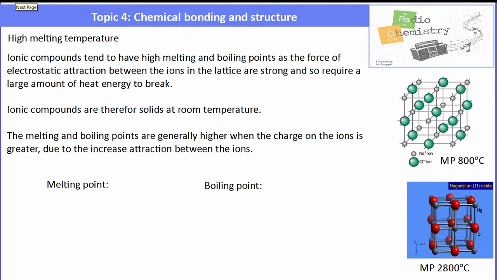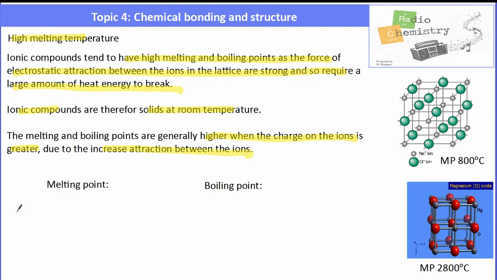The high melting temperature of ionic solids is because of the strong force of electrostatic attraction between the positively charged ions and the negatively charged ions. And it takes a lot of energy to break apart that attraction. Therefore, ionic compounds are solids at room temperature.